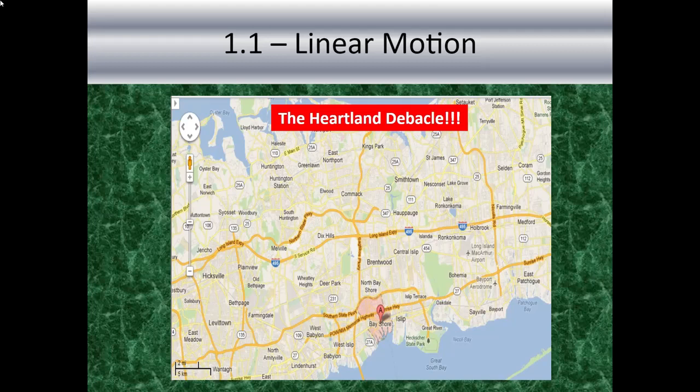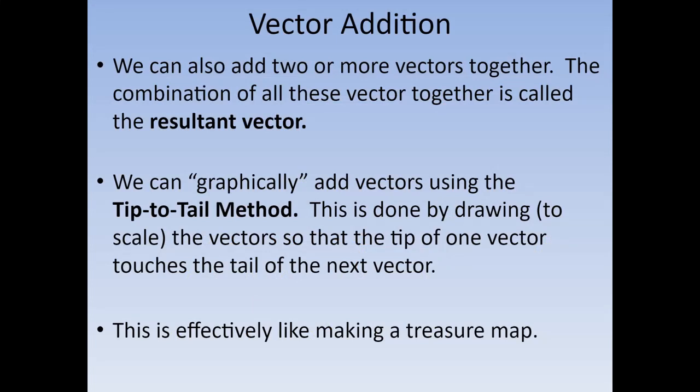With scalars, that's easy enough. You just add the numbers. You move 5 meters left, 10 meters to the right, you have 15, easy peasy. But what about when they're vectors? And we want to find the final vector.